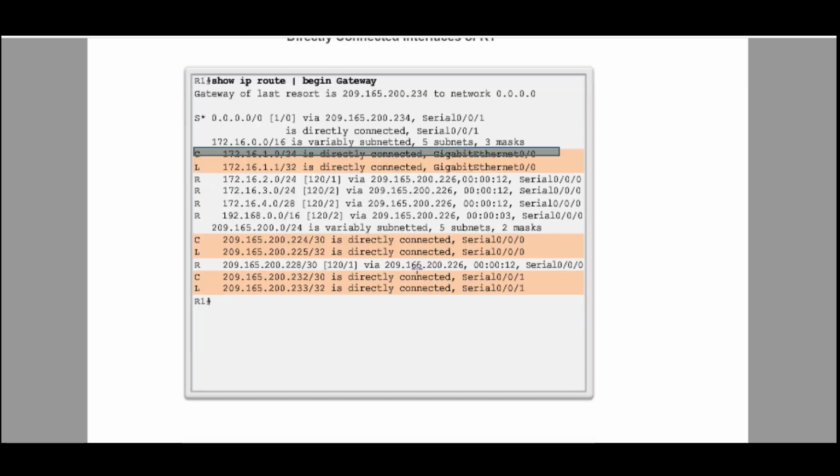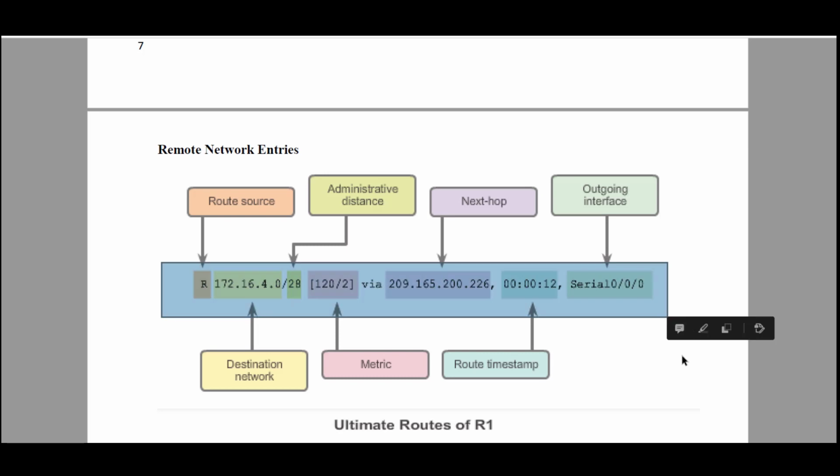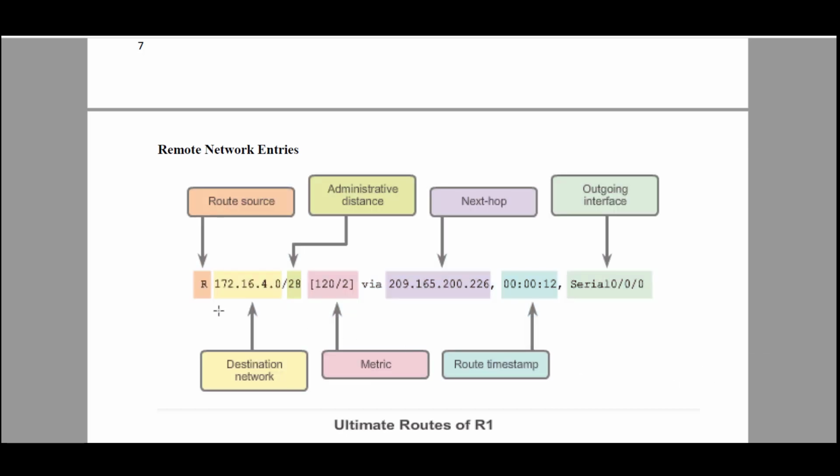So now I'm going to take a single line. This is a single line in the routing table, or a single entry in your routing table. If you see, the entry is going to be like this. You can find a letter R, or you can find S.